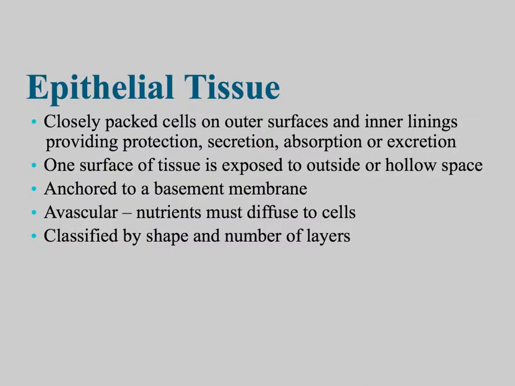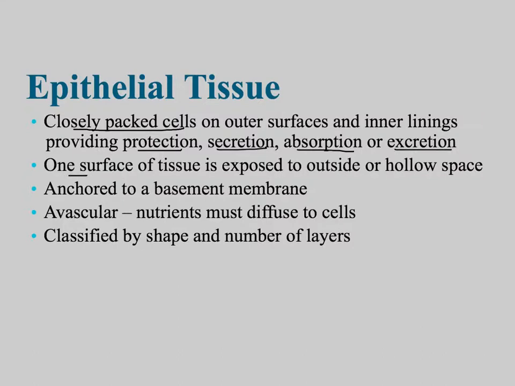Epithelial tissue can be identified by the fact that it's closely packed cells. These are found on outer surfaces and inner linings. They provide protection, such as your skin, secretion, the epithelial tissue involved in all of the glands, absorption in your digestive tract, or excretion, removal of waste products in places like the kidneys.